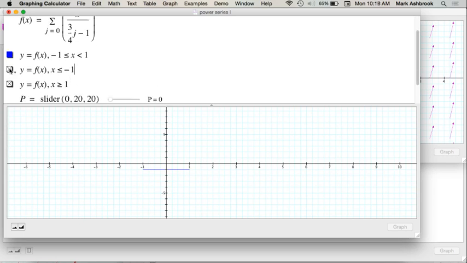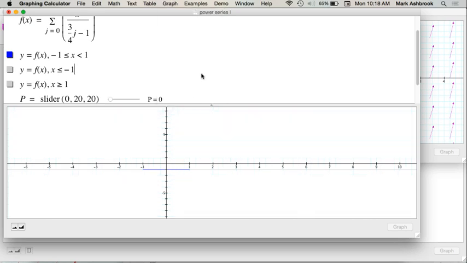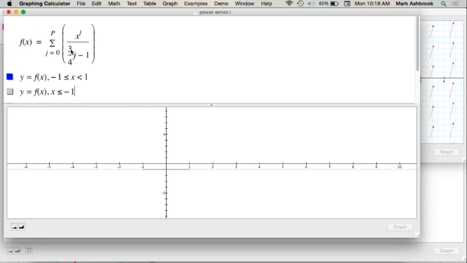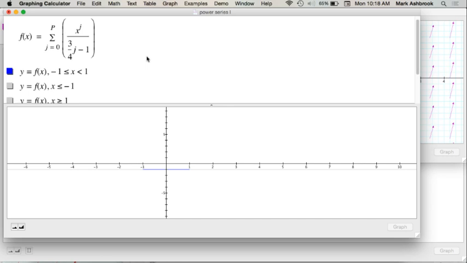Does the gray show up? No. Does it show up now? There we go. Okay. So this is just the first partial sum, and when j equals 0, we just get what? -1. If you plug j equals 0 in here, all you get is a -1, no matter what x is, right? No matter what x is, you get -1.